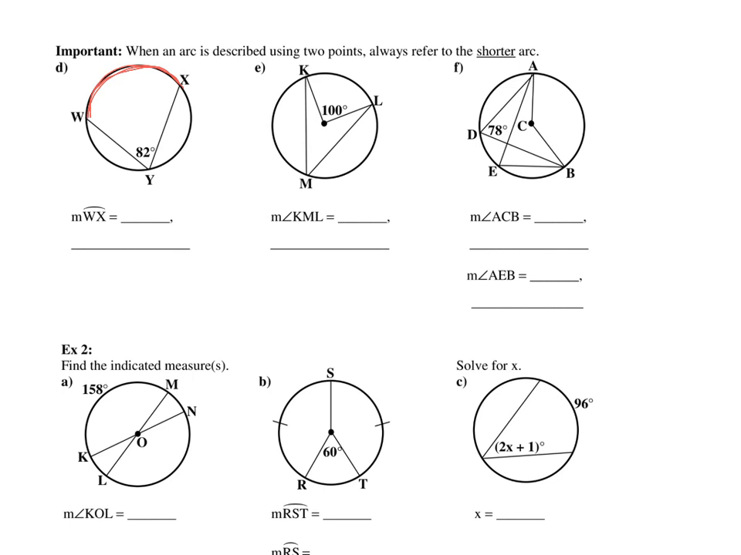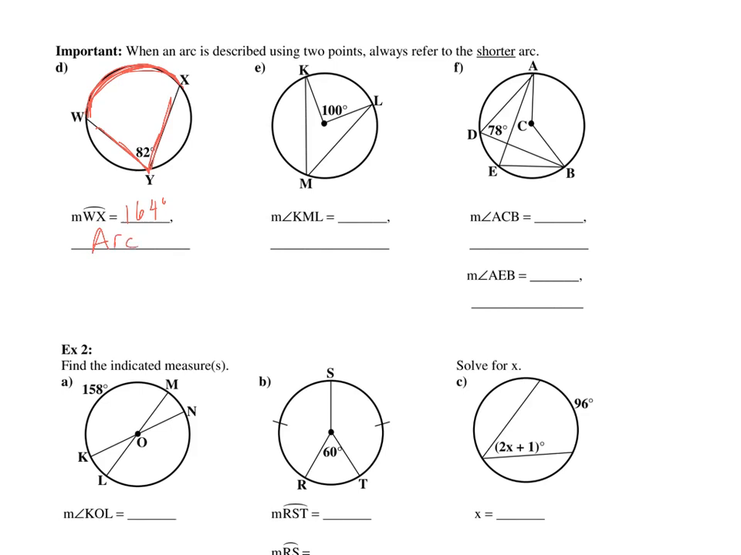We're doing the same thing as before. Now I need to find WX. If this is 82 here, what is the arc going to be? What do you do to the arc to get the inscribed angle? You cut it in half. So how do you go backwards? You double it. So this is 164 degrees. And I'm working with an arc here.